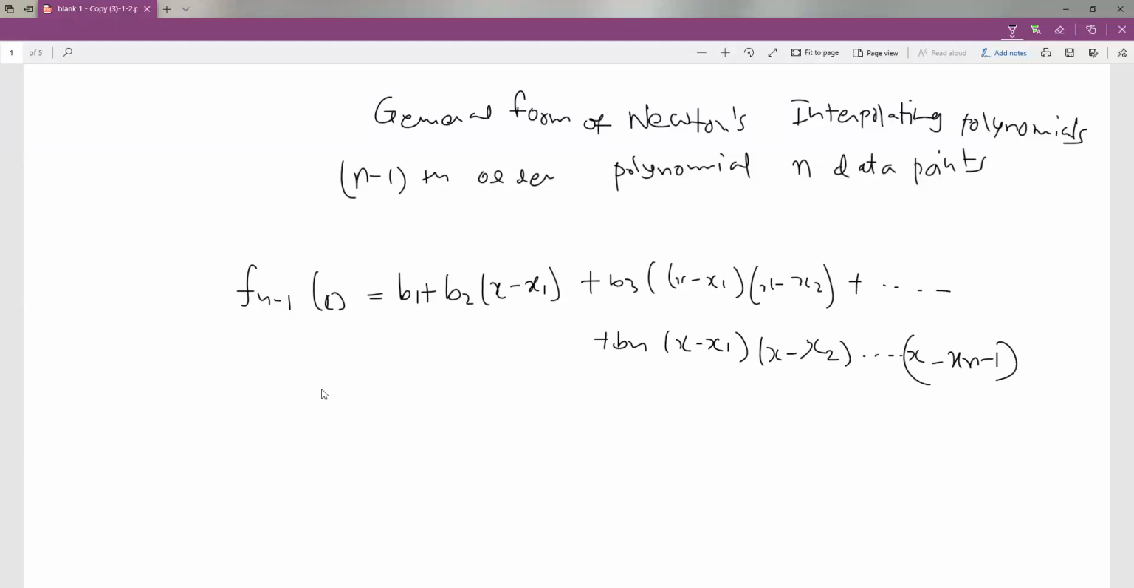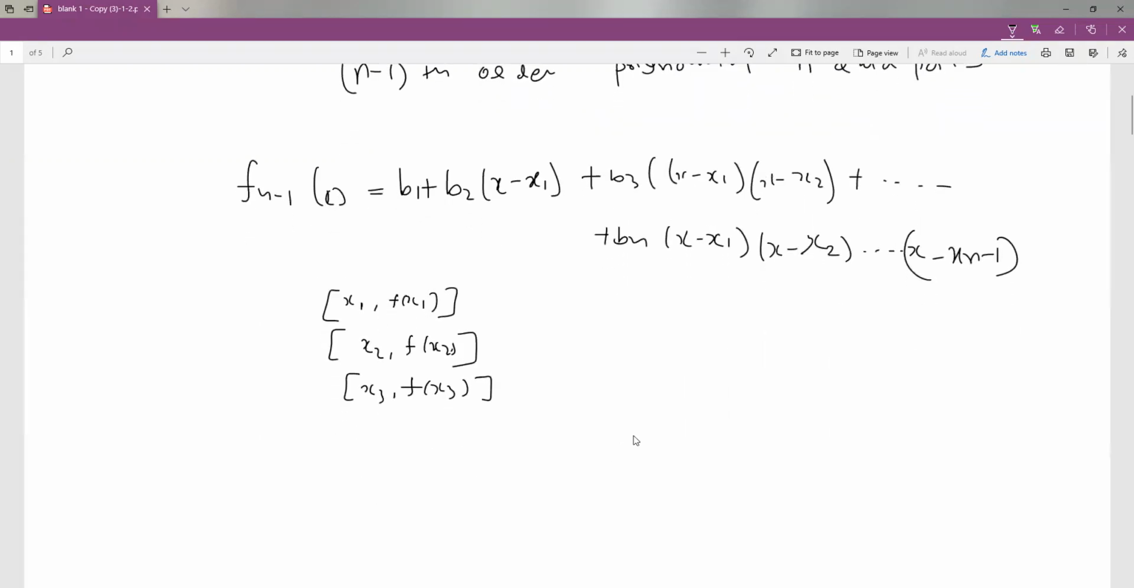So of course there are data points and function values. There are data points which can be written x1, f of x1. This function passes through this data point, x2, f of x2, x3, f of x3. So we use these to evaluate b1, b2, b3. We have used these data points. So using these data points, you can evaluate the coefficients.